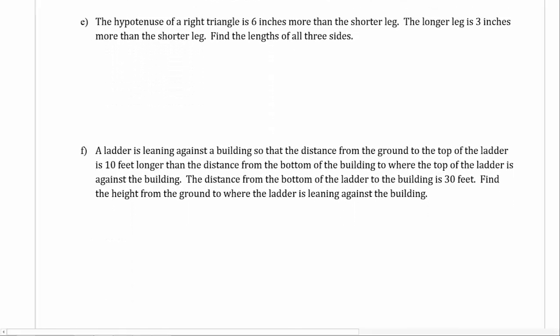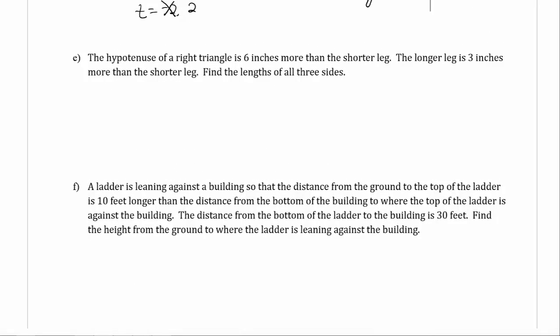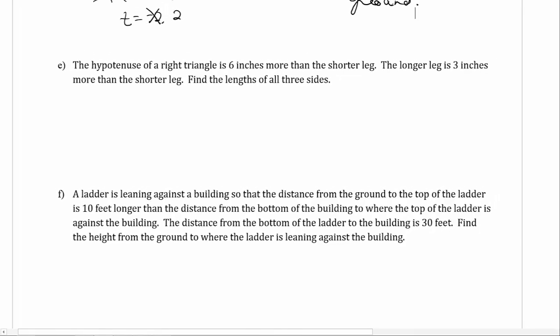In the next problem, the hypotenuse of a right triangle is 6 inches more than the shorter leg. The longer leg is 3 inches more than the shorter leg, and we want to find the lengths of all 3 sides. So again, first of all, draw a picture so that you can see what you have going on.